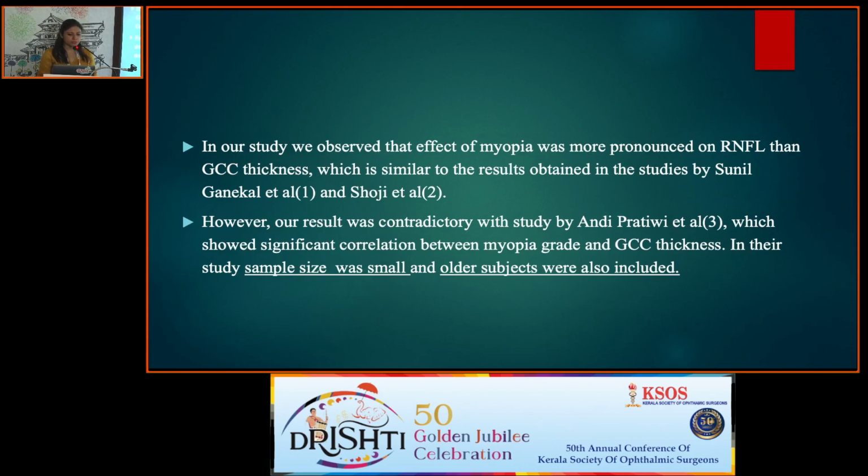In our study, it was observed that the effect of myopia was more pronounced on RNFL than GCC thickness, which is similar to the results obtained by Sunil Ganekal et al. and Shoji et al. However, our result was contradictory with the study by Andi Pratavi et al., which showed significant correlation between myopia grade and GCC thickness. In that study, sample size was small and older subjects were also included.